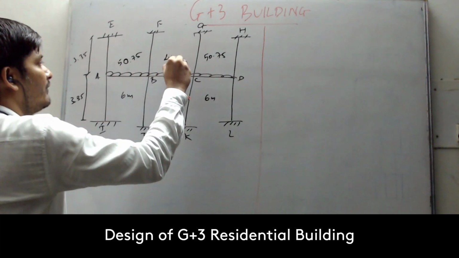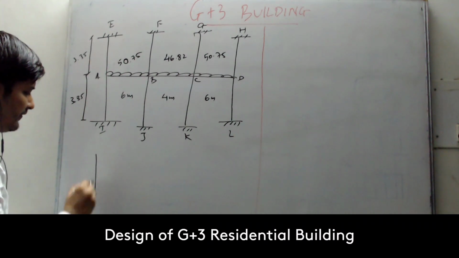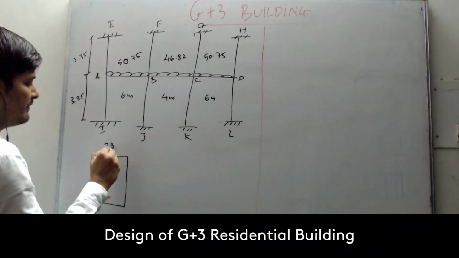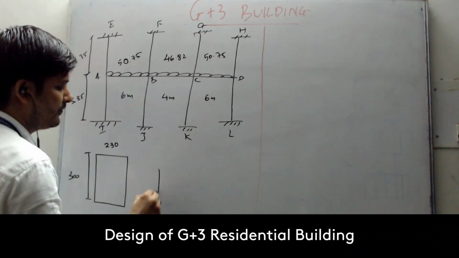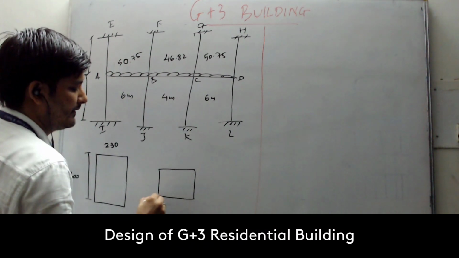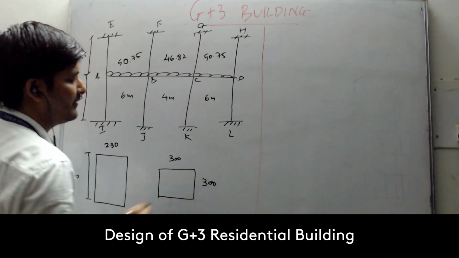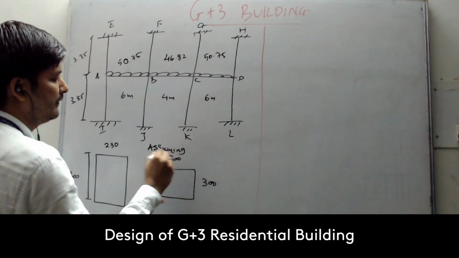Right, so now we need to solve this using the moment distribution method, right? So for that we require the sizes of beam and column. So we already assumed the size of beam in the previous session. The size of beam that we assumed is 230 mm by 300 mm. This is 230 mm and this is 300 mm, and we are going to assume the column size as per IS code. Minimum column size we can have is 300 mm by 300. This is just the assumption, right? We are assuming size of beam and size of column.